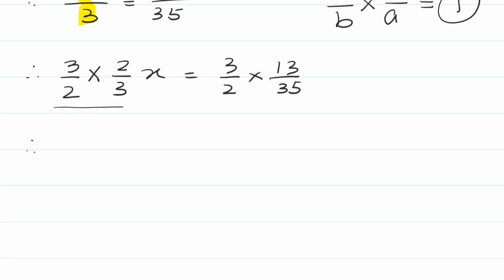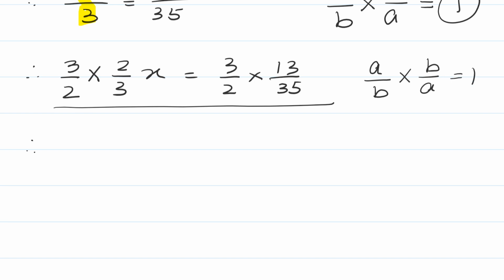So in this step we have used the multiplicative inverse. The multiplicative inverse of a by b is b by a. Reciprocal. So 3 by 2 into 2 by 3 is 1. The right hand side is 39 upon 70.